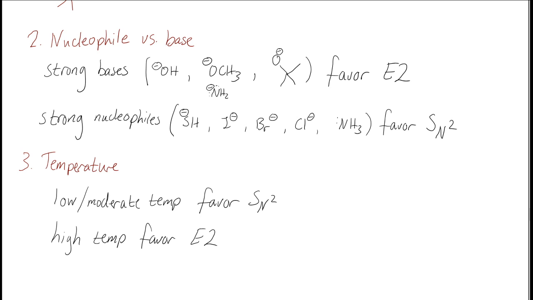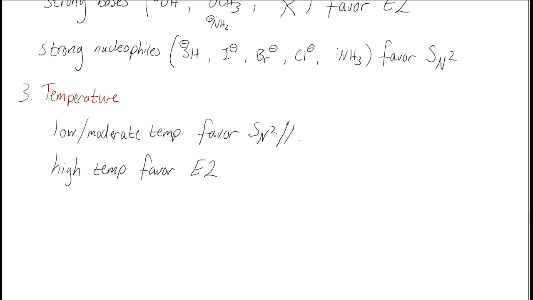So this is one way that you can sort of control between those, is through temperature. And the reason for that has to do with entropy. So elimination is more entropically favored, meaning you're making more disorder, more particles. We haven't talked about that much in this class, but that's maybe something you've looked at before. So elimination is favored when you have that high temperature, and substitution is favored at lower and more moderate temperatures.